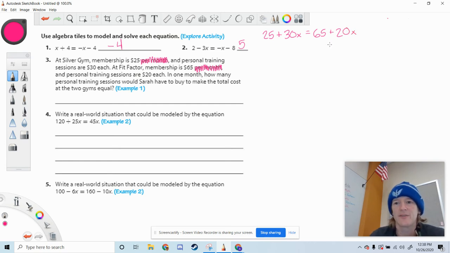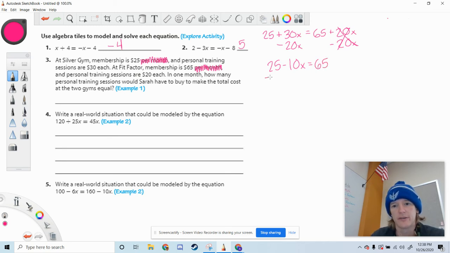First step, gather my x's. So we can go minus 20 or minus 30. I know if I do minus 20, I'm going to end up with a positive amount of x's, so I'm going to do that one. Minus 20x, minus 20x. These are gone. I have 25 minus 10x. 30 minus 20 is 10, equals 65.